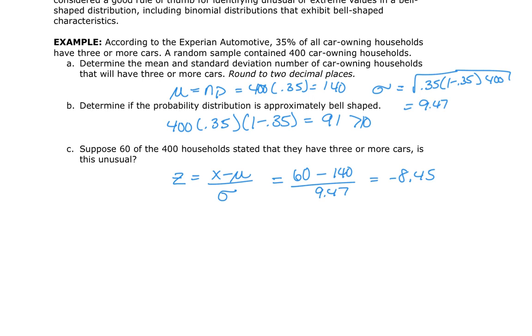Now, a z-score of negative 8.45 is pretty darn low, and it indicates that the observed value is below the mean, which means it's actually significantly below the mean. That means that only having 60 households with 3 or more cars out of the 400 is very unusual and very unlikely to occur. So z-scores tell you how far away you are from the mean, and usually we want z-scores to be maybe 1, 2, 3 at most, or -1, -2, -3 at most. The fact that this is much larger than -3 tells us that this is pretty unusual.